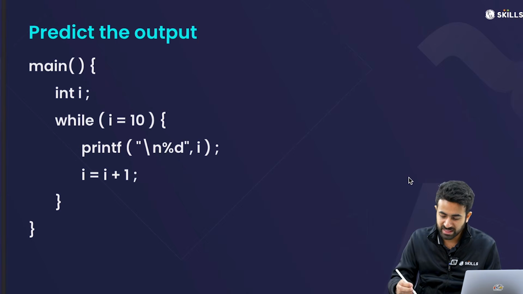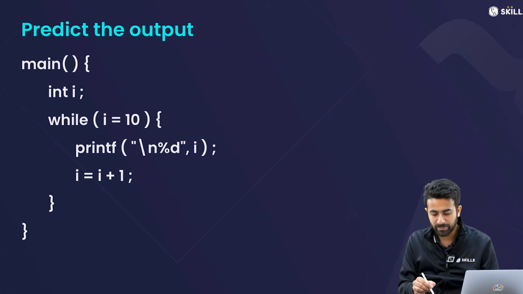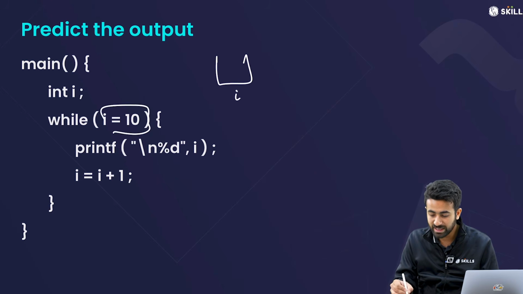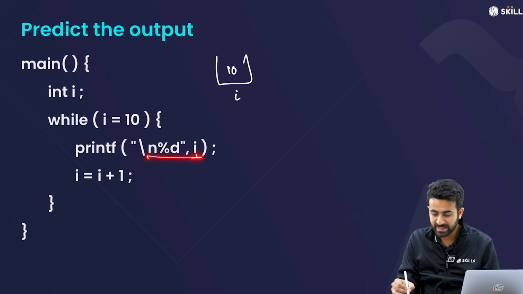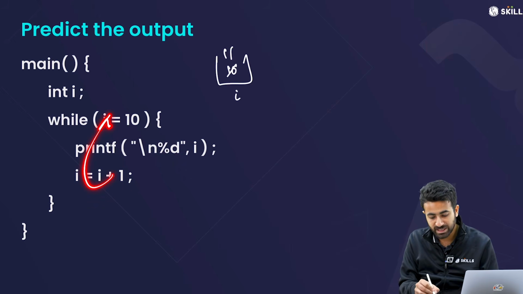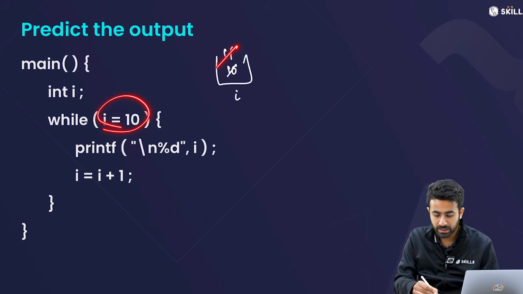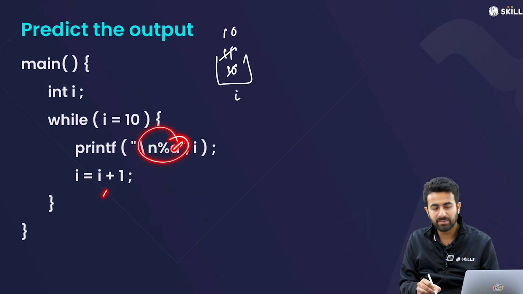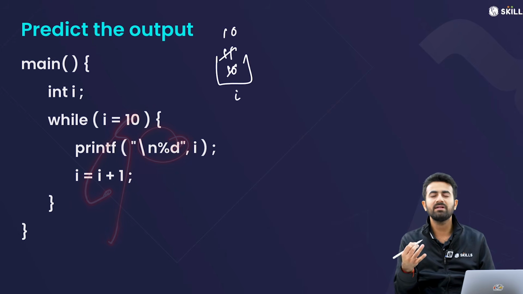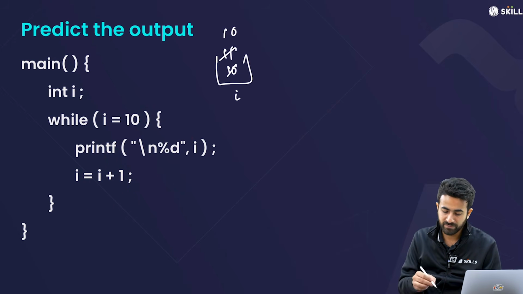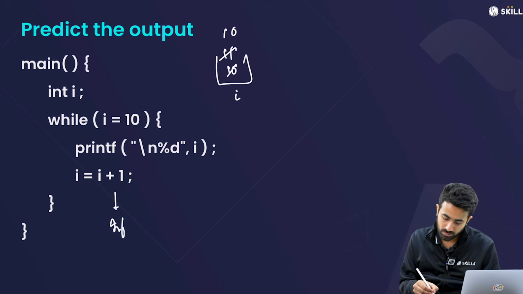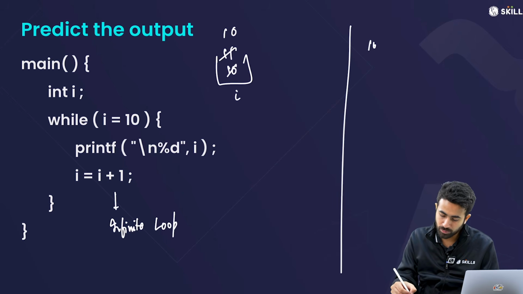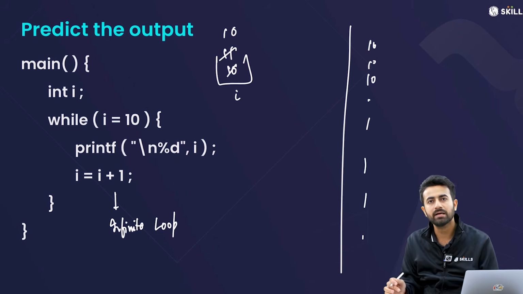Same was the case with this. Every single time, again and again, i was given the value 10. i is equal to 10 means okay, i is 10. Then printf 10, 10 is printed. i plus 1, i becomes 11. Then again it comes to the condition part. The condition says i is equal to 10, it becomes 10. Then 10 prints, 10 becomes 11, 10 prints, 10 becomes 11. It is happening like this, right? Infinite loop. So you can write error, or the output is 10, 10, 10, 10, 10 infinitely.